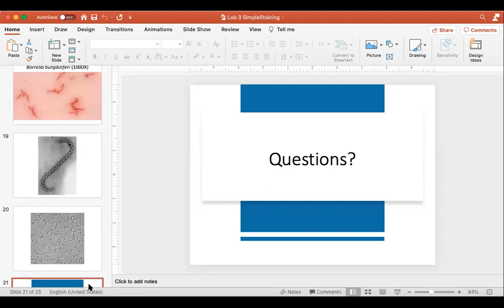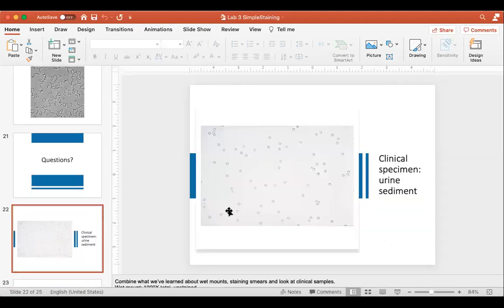All right. Just a couple other things to go through with you here. Take a look at this slide. This is a clinical specimen. This is urine sediment. So this came from a patient. We collected a urine sample from this patient. The urine was spun down with a centrifuge to create a sediment, and then the sediment was placed on the slide. And this is the result here.